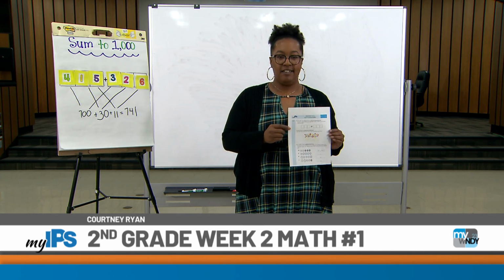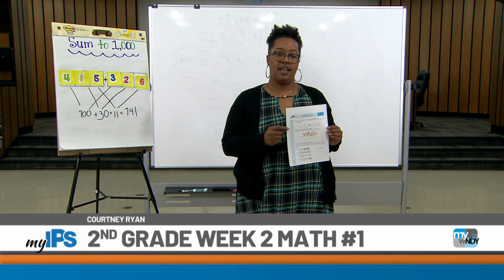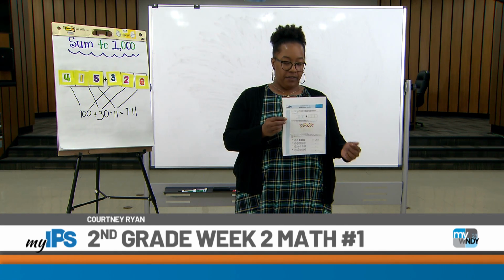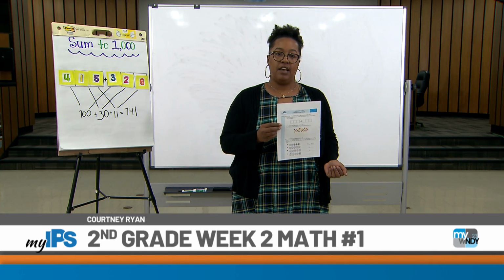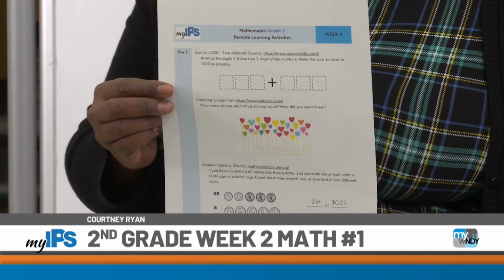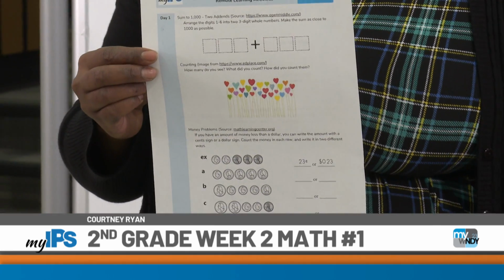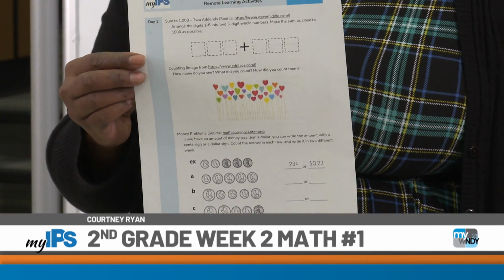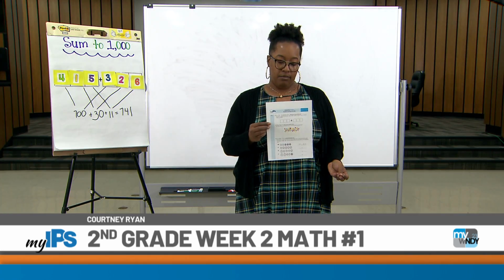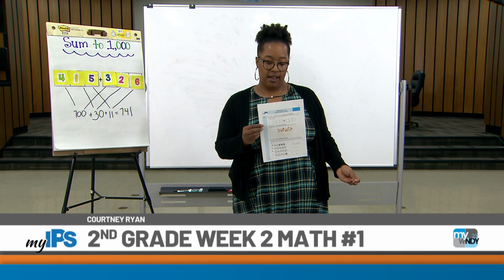The next activity on day 1 is a counting activity. On your paper, they give you a picture of balloons, and your job is to count them. I want you all to think about ways that you can count these objects. Will you count by ones? Will you skip count? Will you group the objects by color or by size?